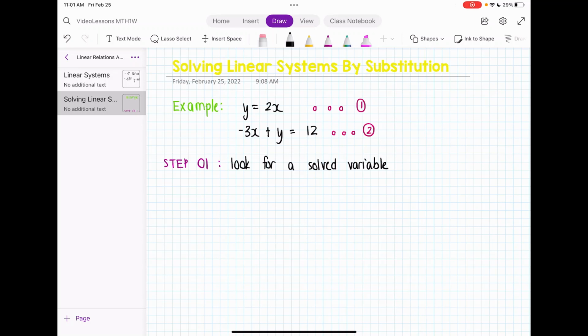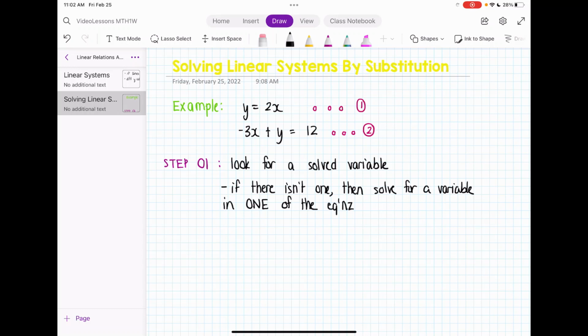If there isn't one, and we're going to look at that as an example later on, then we solve for it. And in the example I'm going to show you later on, I'm going to give you some hints on which equation to choose and which variable to solve for. And that is my shorthand for equations.